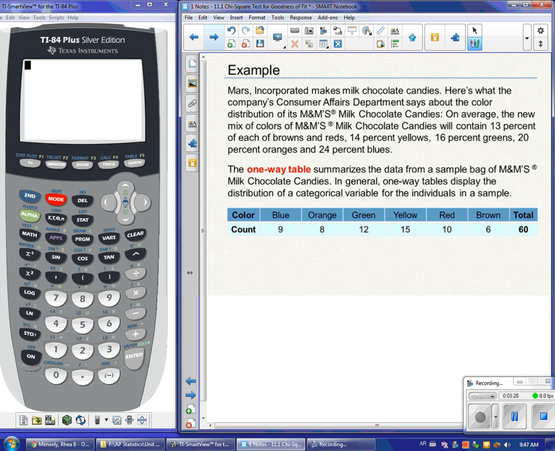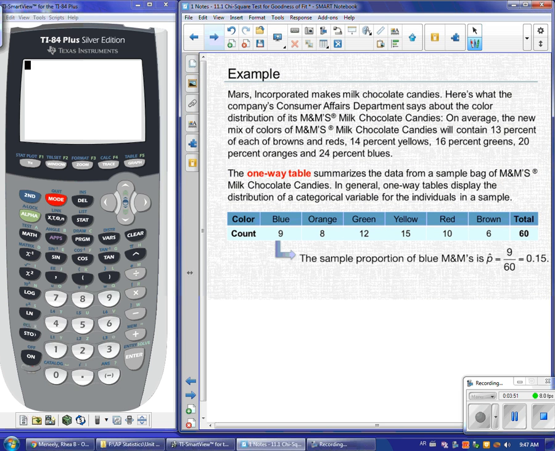In general, one-way tables, or again, we refer to them as lists on our calculator, display the distribution of a categorical variable for the individuals in the sample. So it's one variable with several different categories, and we're looking at one group. And so you can see that the values of the M&Ms are a little bit different. We did an experiment like this earlier.